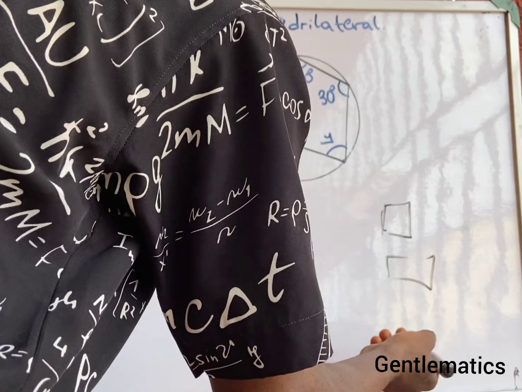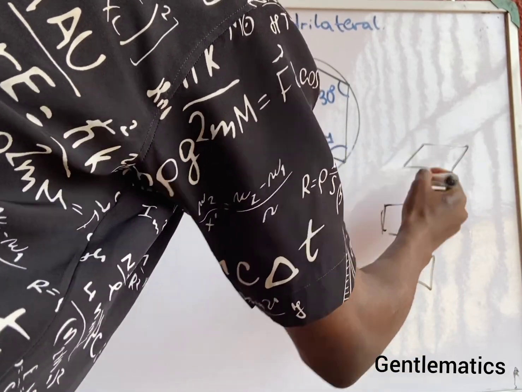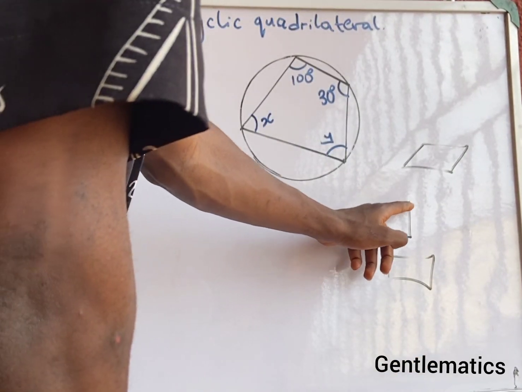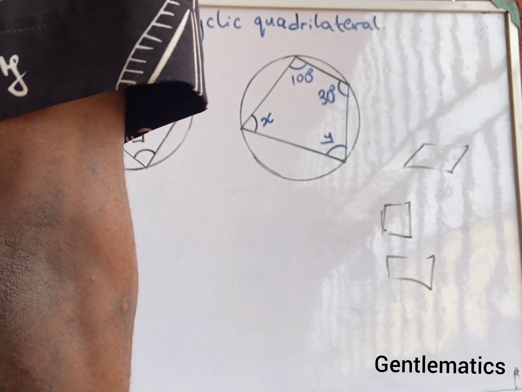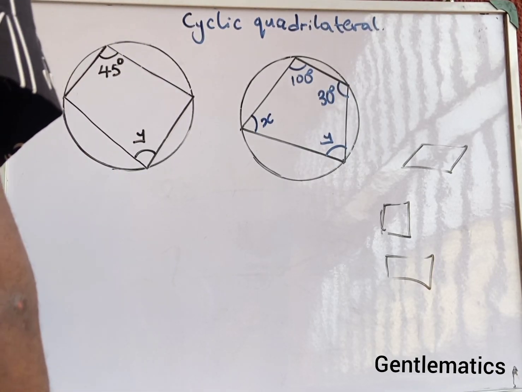Rectangle, parallelogram, rhombus, and the rest. Once it's bounded by four sides, it's called a quadrilateral. A polygon with four sides is called a quadrilateral.